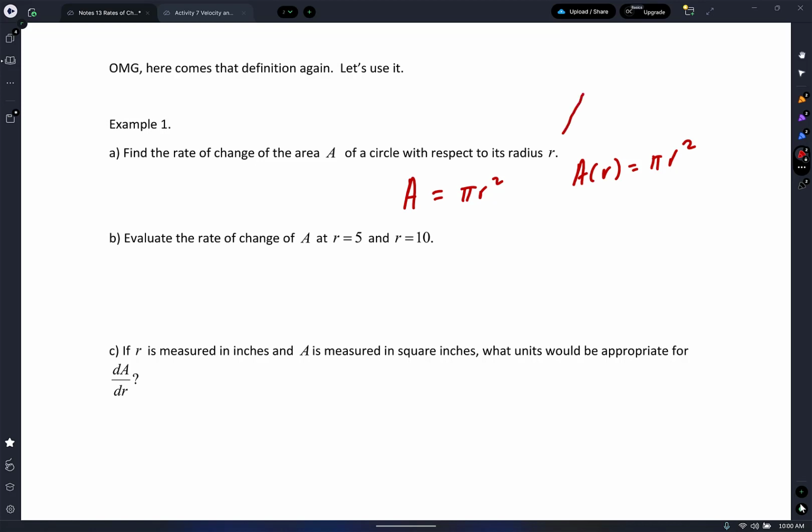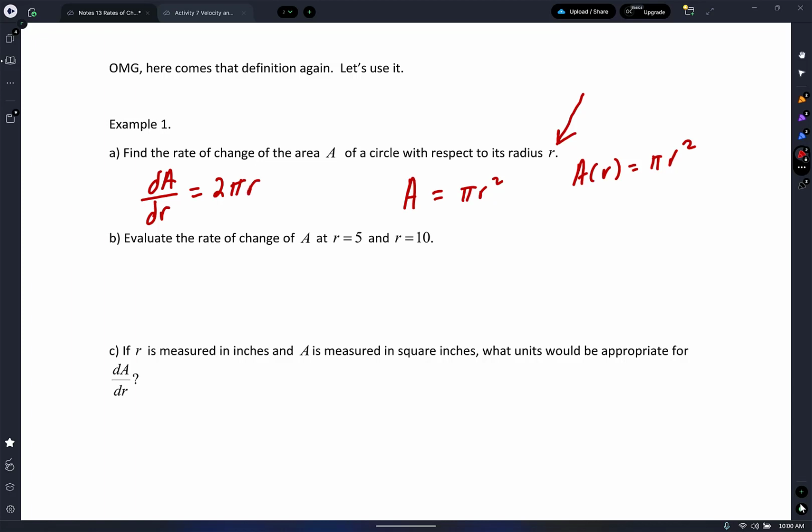I am taking the derivative with respect to what letter? R. So here we go. I'm going to take the derivative of A, so I'm going to write dA over dr. So the dr is what I'm taking the derivative with respect to. So if I take the derivative with respect to r, this is going to be what? 2r pi or 2 pi r.